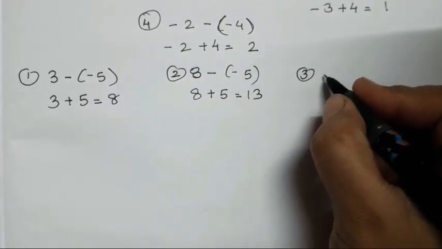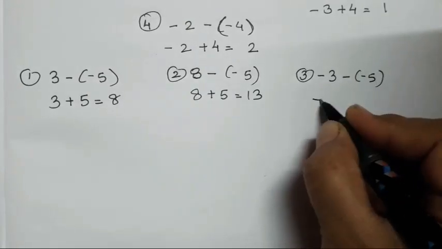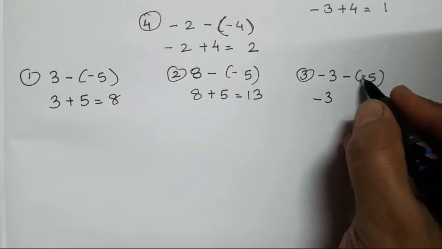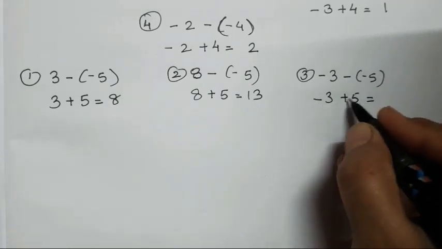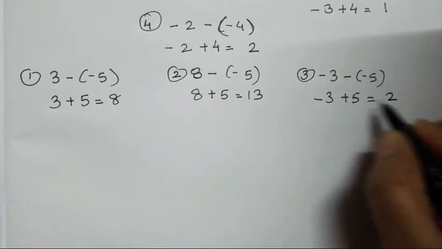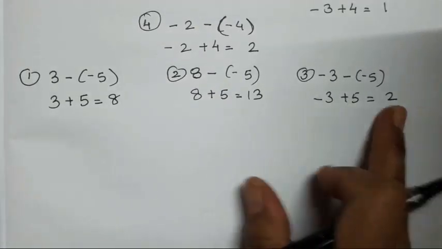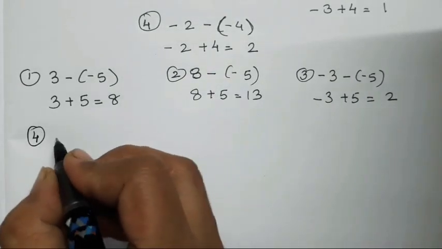Third one is minus 3 minus minus 5. So minus 3 will remain as it is. Minus and minus will be plus 5. Minus and plus is minus. So 5 minus 3 is going to be 2 and sign of the bigger number. Got it? So when you solve it in this way, your answer is going to be correct.